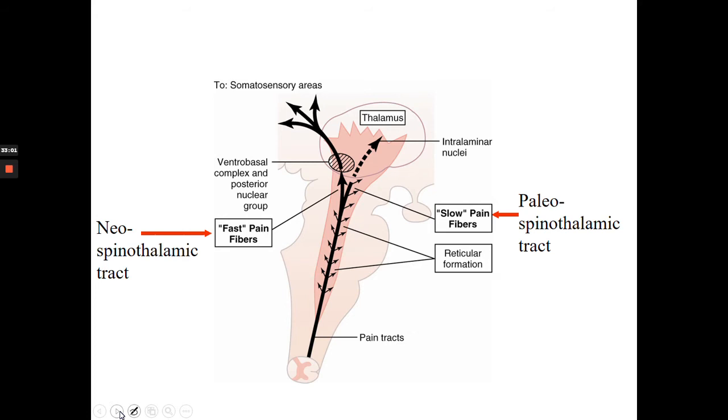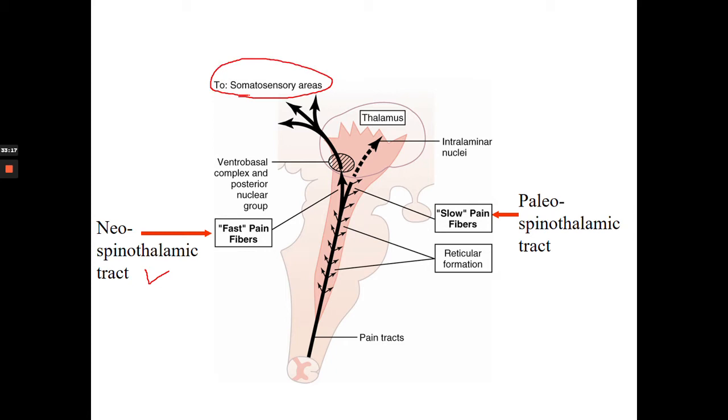Now look here at these systems. This is the fast pain, the neospinothalamic. Look at their track. They go to the ventrobasal complex, and from there they go to the somatosensory area of the cerebral cortex.